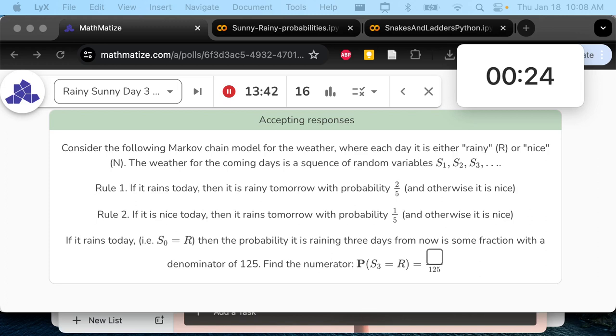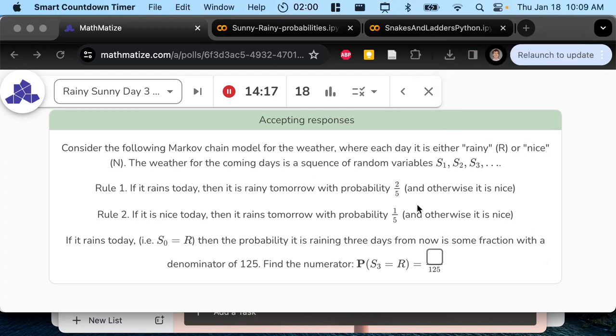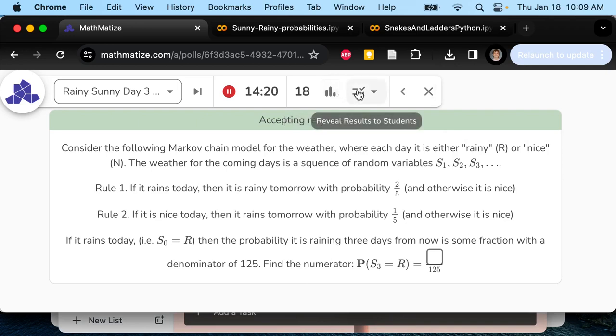Okay, so like 30 seconds left. Put in your guess, what you think it is. Okay. Let's see what people said. If I can find the mouse. Where's the mouse? Okay. So let me reveal what people said.